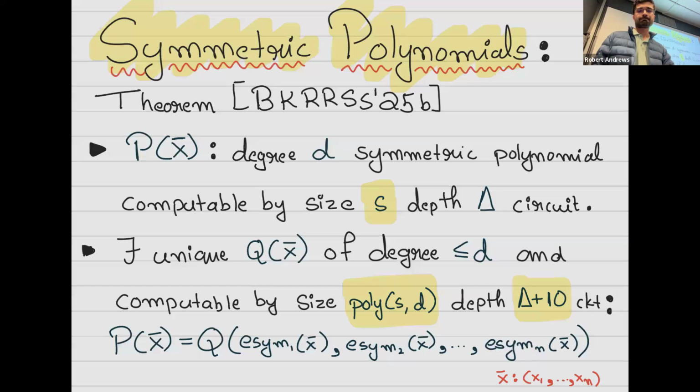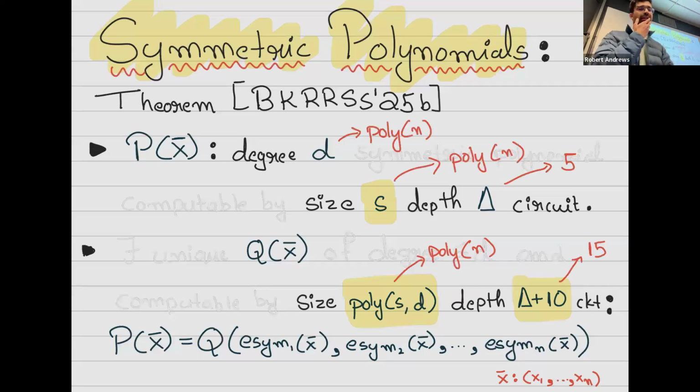And the typical regime of parameters we usually have in applications of this theorem: if n is the number of variables we're working with, the degree and the size will be polynomial in n, and the initial depth of p will be some constant, let's say phi. Then the resulting polynomial q will also have size poly in n, and the depth will be a small, constant-depth blow-up. This is the regime we're interested in.